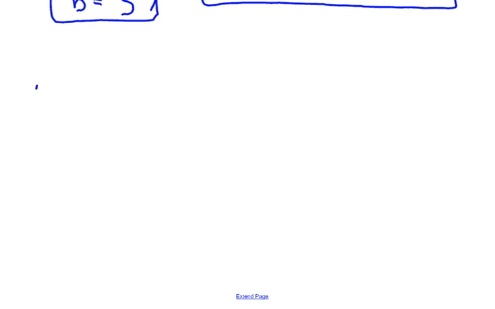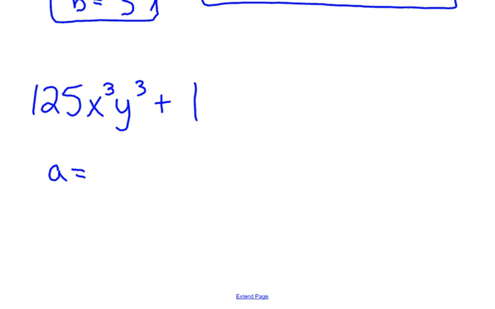Let's look at 125x cubed y cubed plus 1. Is 125 a perfect cube? Yes, it's 5 cubed. 5 times 5 is 25, times 5 is 125. x cubed and y cubed are both perfect cubes. So that's going to be a is 5xy. Is b a perfect cube? It's 1. Yes, 1 times 1 times 1 is 1. So b is 1.